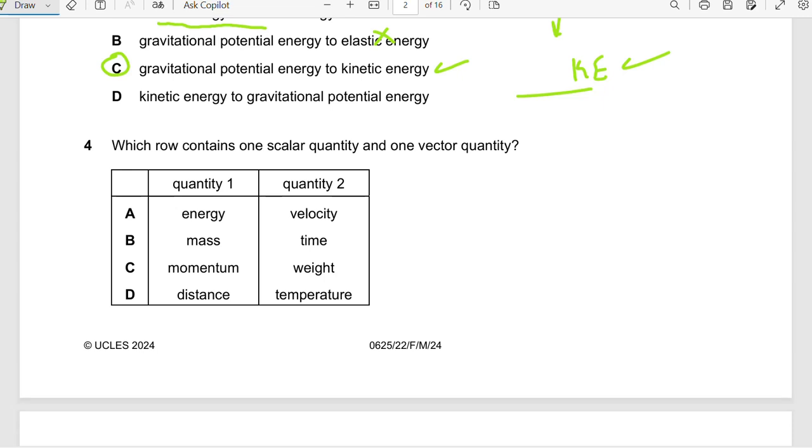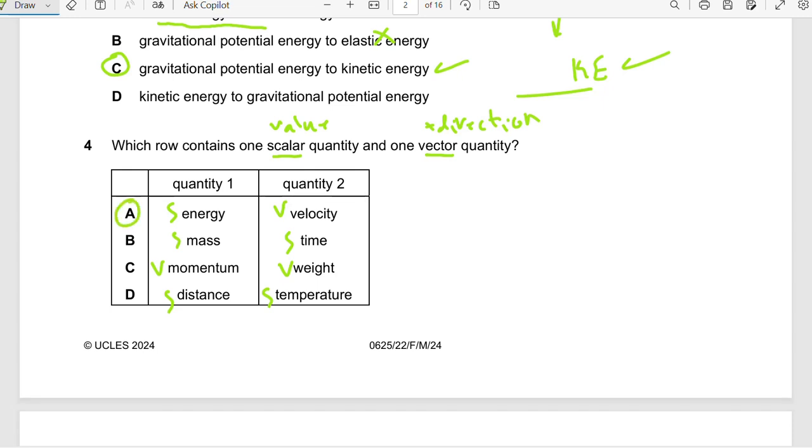Question 4, which row contains a scalar quantity and a vector quantity? Okay, before we go, a scalar quantity only cares about the value, okay? But the vector has a value and a direction, okay? So, energy actually is a scalar quantity. Mass is scalar. Momentum is vector. Distance is scalar. Velocity is vector. Time is scalar. Weight is vector because it's a force. Temperature is scalar. Okay? They want scalar and vector, so the option is A.